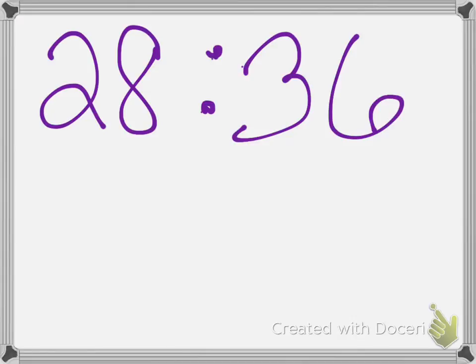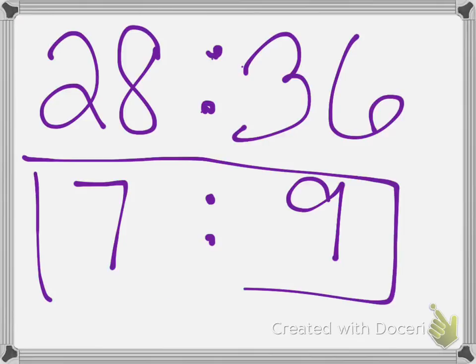So we have our example, 28 is to 36. Now we can do this in many ways. There might be more, but I just want to do two, the most obvious ways. One of them is dividing by 4. 28 divided by 4 is 7, and 36 divided by 4 is 9. So we're left with the ratio of 7:9. That is one way of doing it, just dividing by 4.